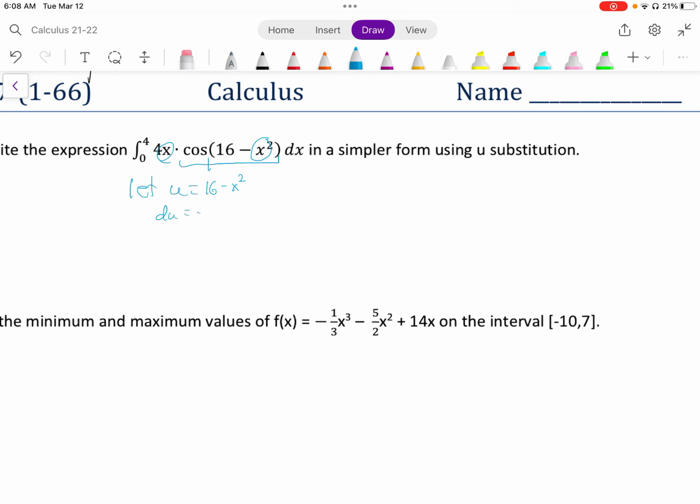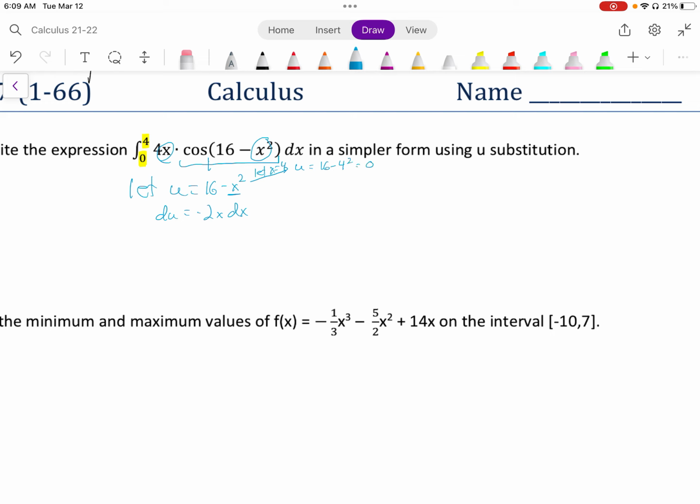We know from past experience we will end up needing the differential of this. So du is negative 2x dx. Also, since this is a definite integral, this 0 and 4 are what we need to plug in for x, but we're changing everything over to u. So we have to find what those are in terms of u. So let's let x equal 4, and we put that in for x. And so u will equal 16 minus 4 squared, which is 0.